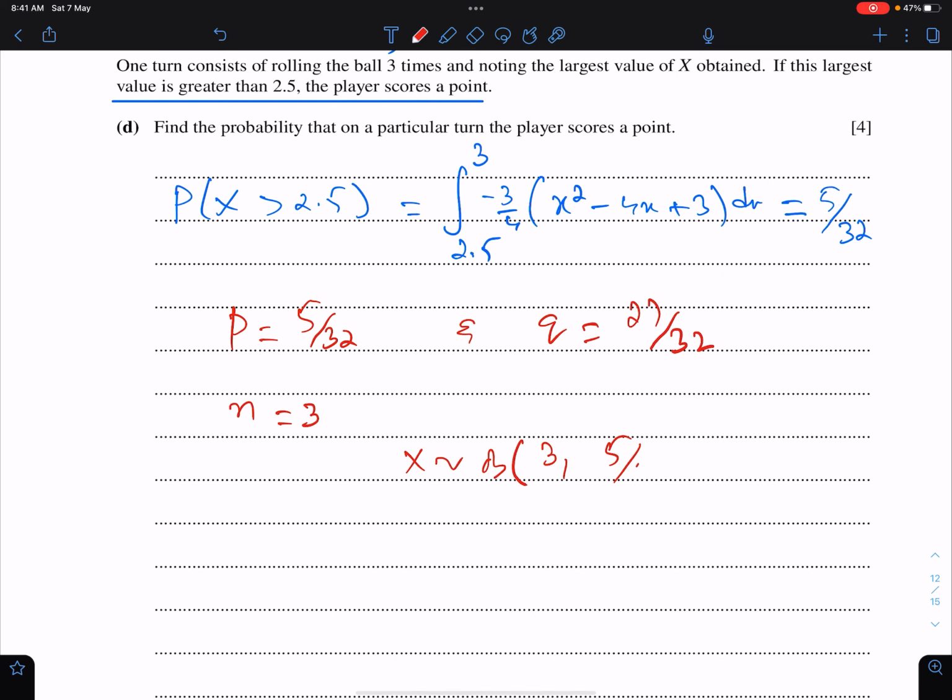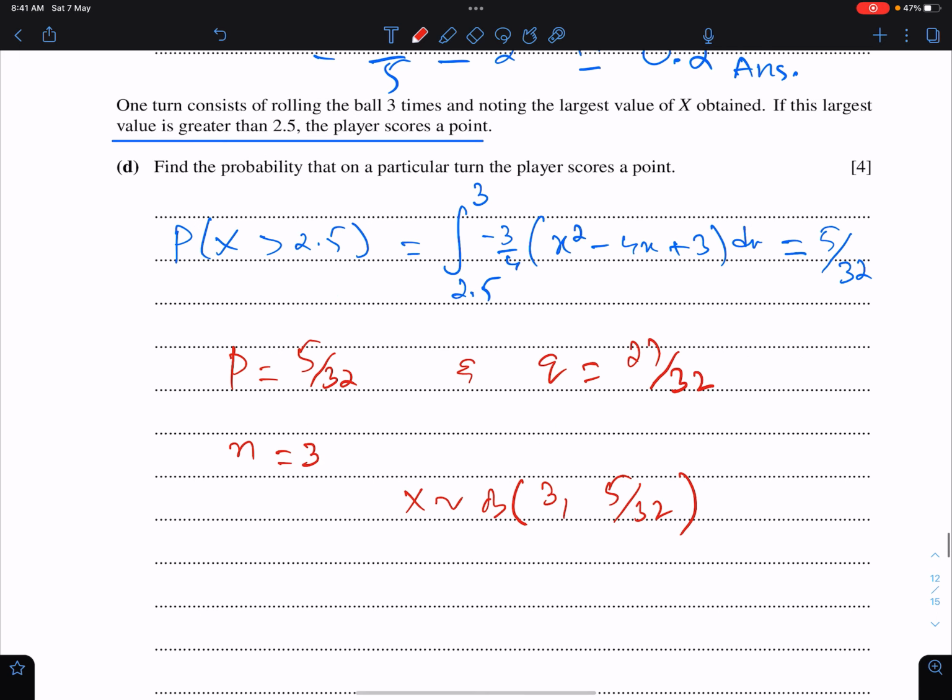3, 5 upon 32, because this probability is constant. One turn consists of rolling the ball 3 times, so N is 3, and noting the largest value of x obtained. If this largest value is greater than 2.5, this will give you P. This is P.